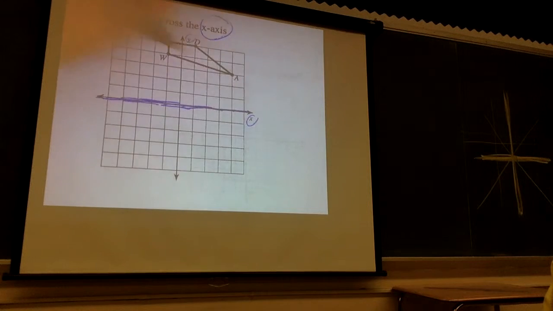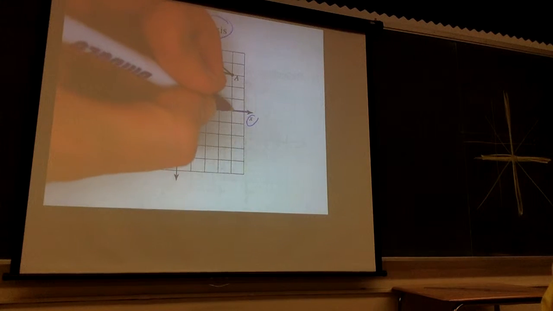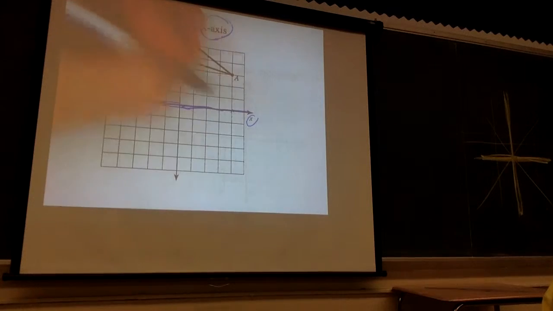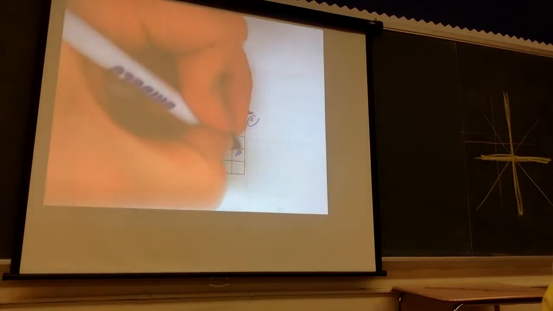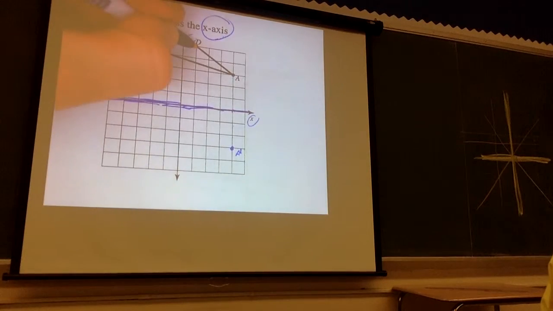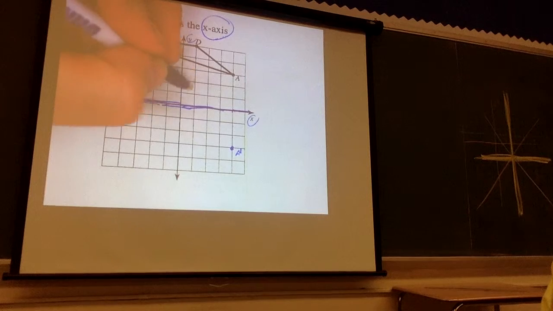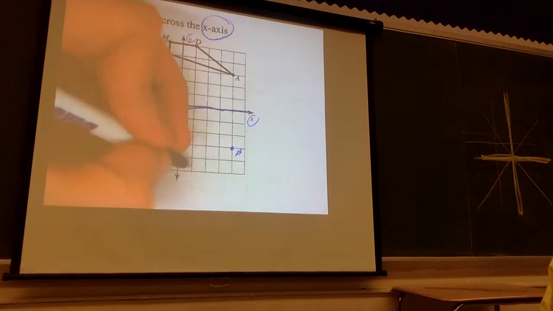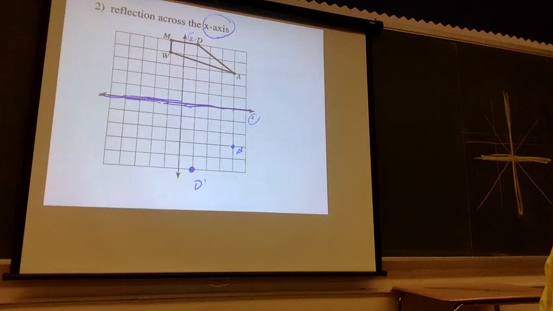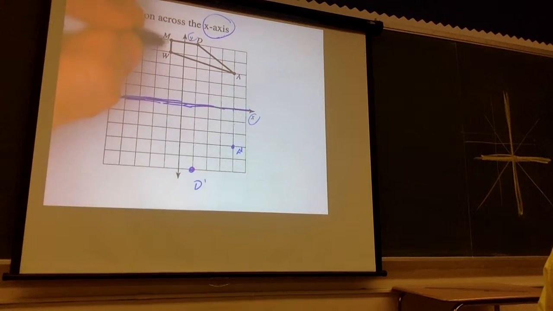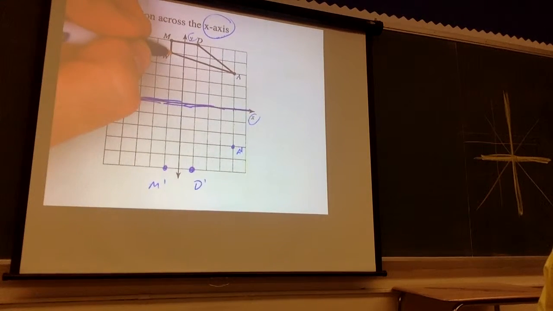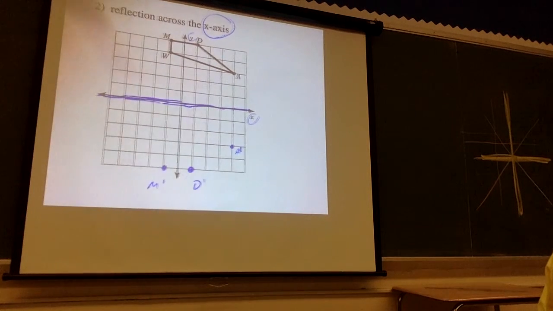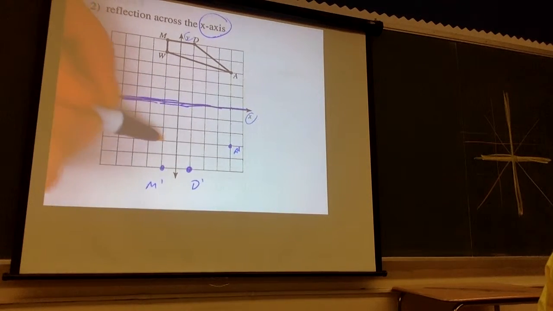A is 1, 2, 3 away from it, so A prime, my image, my reflection is going to be that same distance away from my mirror. So I'm just going to go 1, 2, 3. This is A prime. How about D? Well, D is 1, 2, 3, 4, 5 away. So D prime is going to be just as far, 5 away there. M, I'll do the same distance. It's the same distance as D. M prime. And W is 4 away from my mirror, right? 1, 2, 3, 4. So my reflection is just going to be 4 away again. 1, 2, 3, 4.